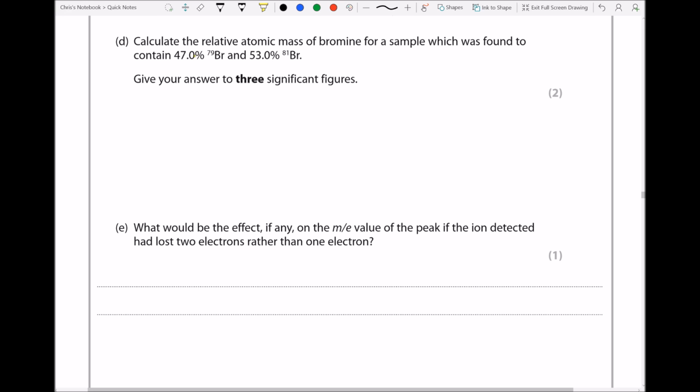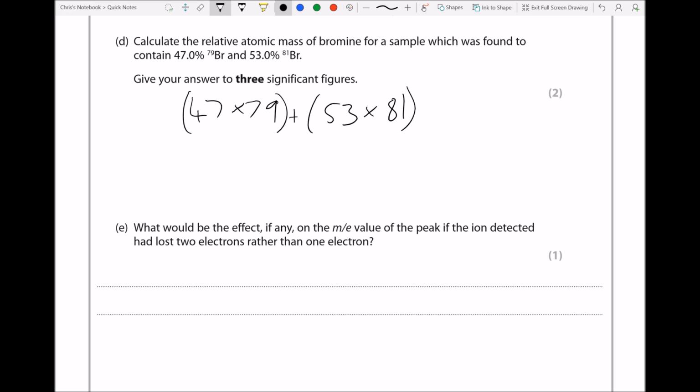Just be wary if it's not a percent and it's just a number. All you do is add these numbers up and divide by the total of them, just to make sure it works. But these ones are in percentages, so that's fine. Okay, so let's work this out. It's going to be 47 times 79 plus 53 times 81. Divide all of that by 100.